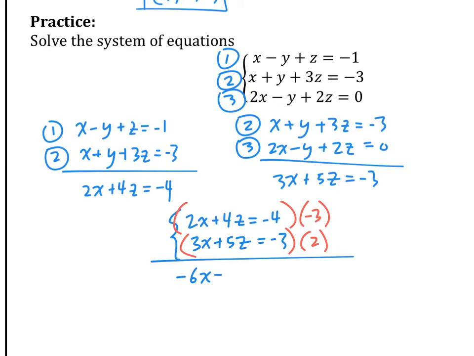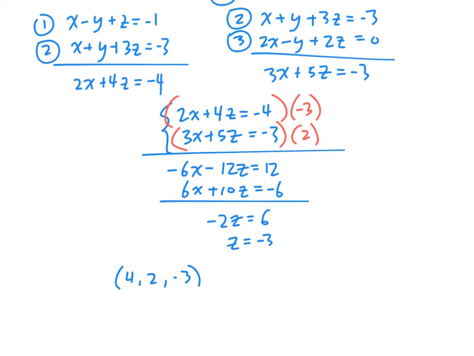-6x minus 12z equals 12. 6x plus 10z equals -6. And then from here, solve for z, and then go back and find x and y. So go ahead and solve this problem and come back and check your answer. All right, the answer is 4, 2, -3.